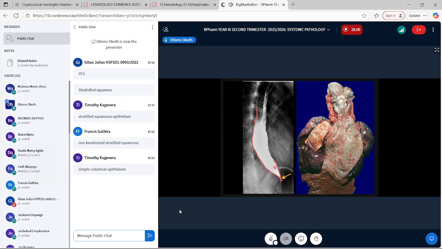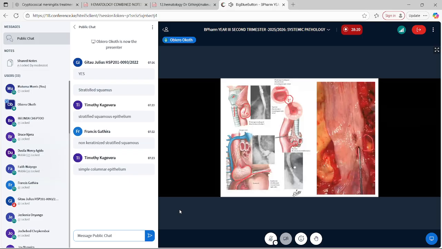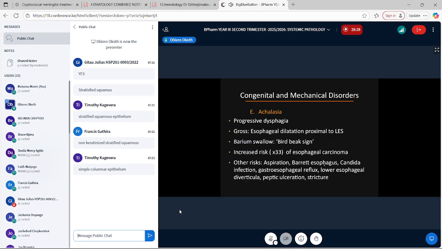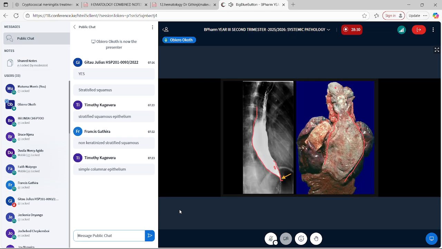And when it's opened, this is the tongue, this is the epiglottis, and this should be the normal esophagus. You can see this is a markedly enlarged esophagus. Yes, this is a megaesophagus. And that's why at the beginning we say it's called megaesophagus, because of that proximal dilatation of the esophagus above the lower esophageal sphincter.